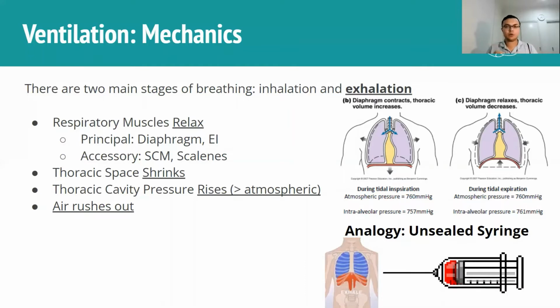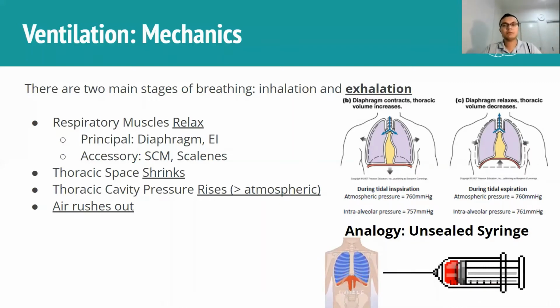And probably most important idea again over here is that the thoracic cavity pressure actually rises, but it rises above atmospheric pressure. And why is that important? Well, again, things are going to want to move from a high pressure gradient to a lower pressure gradient. And so in this case, because the pressure inside of our thorax has increased above the outside, the air will want to leave our thorax and leave our lungs and rush out. So exhalation moves air out.